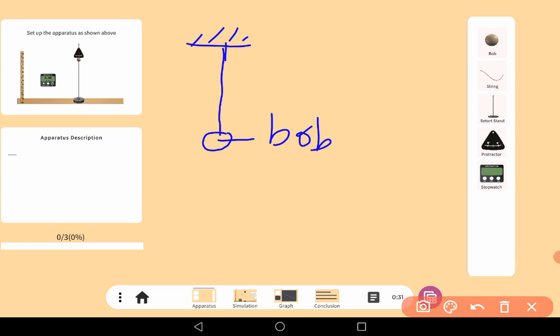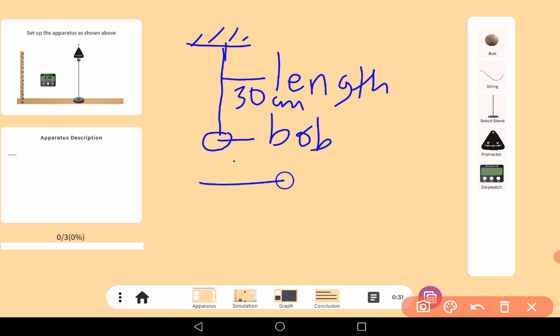Numerous experiments have shown that the length of this string has an effect on the number of oscillations this bob can make. So let's say this is 30 centimeters. Upon displacing this to some position there, the mass will be seen to oscillate from point A, B to C.